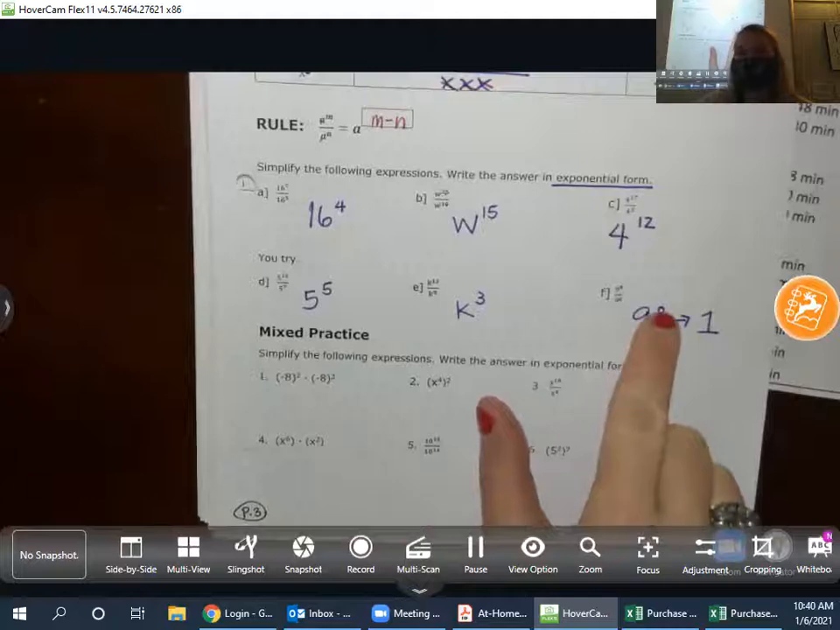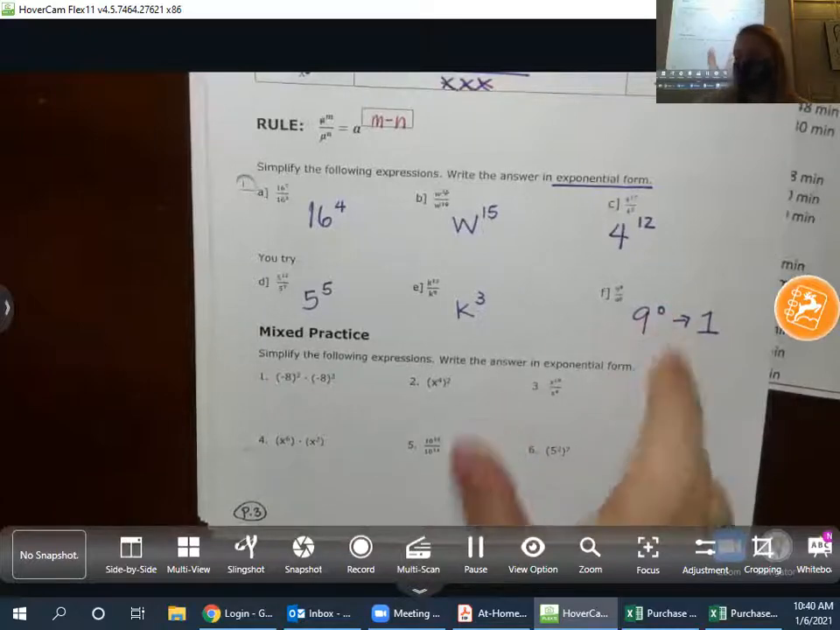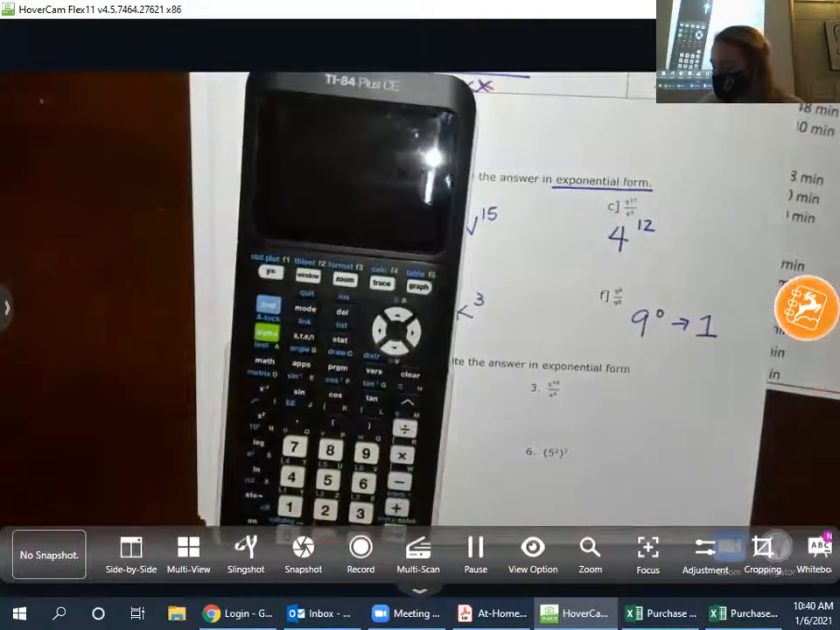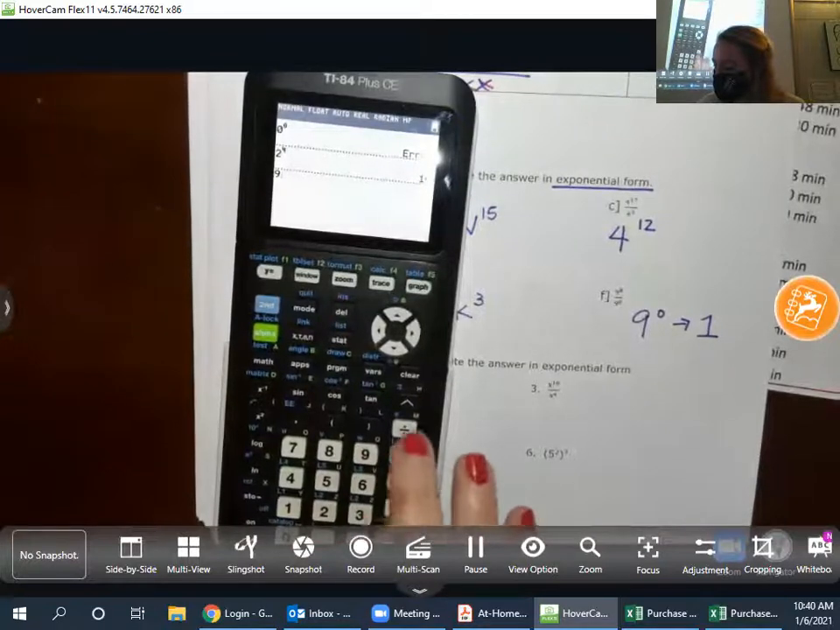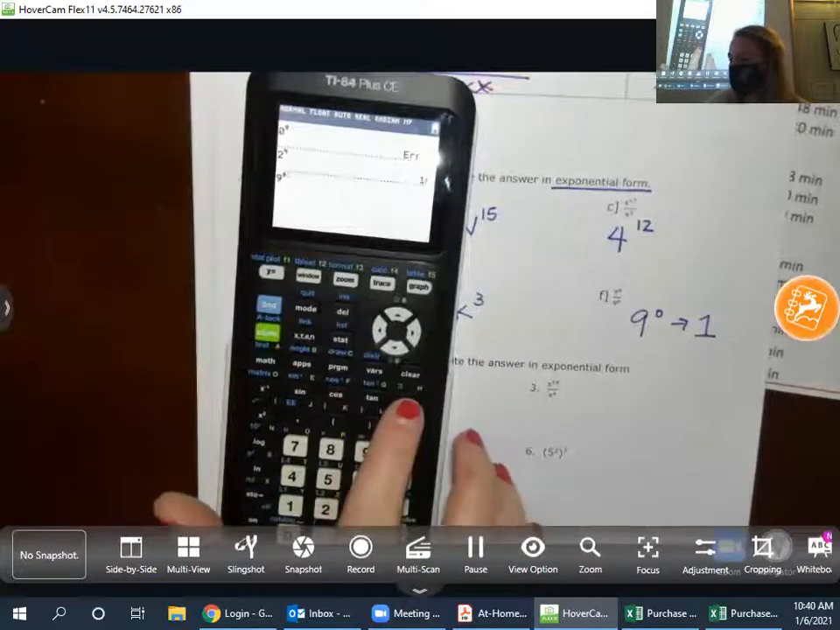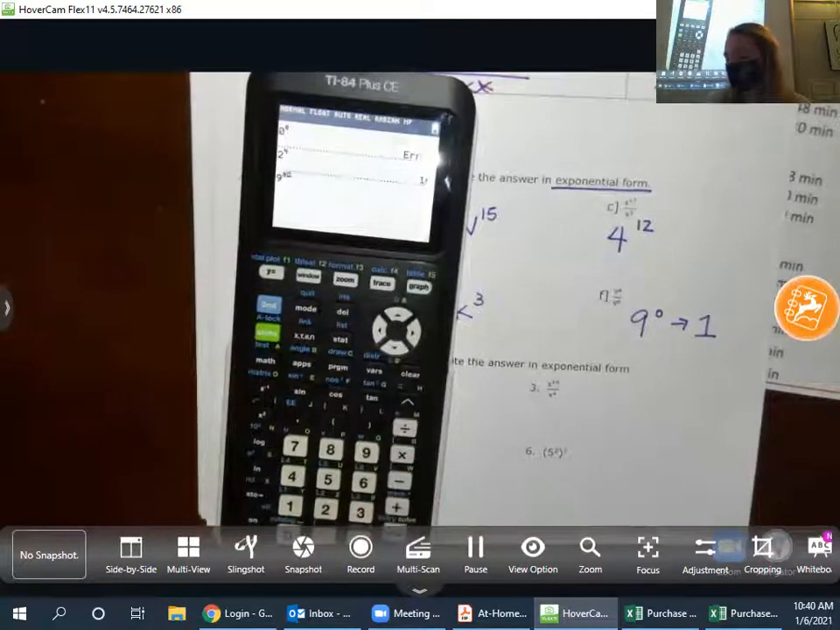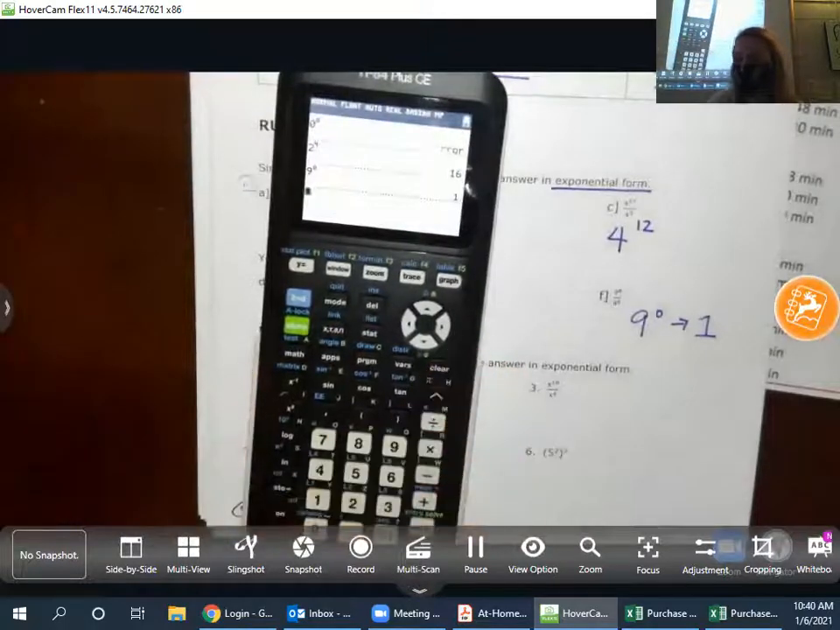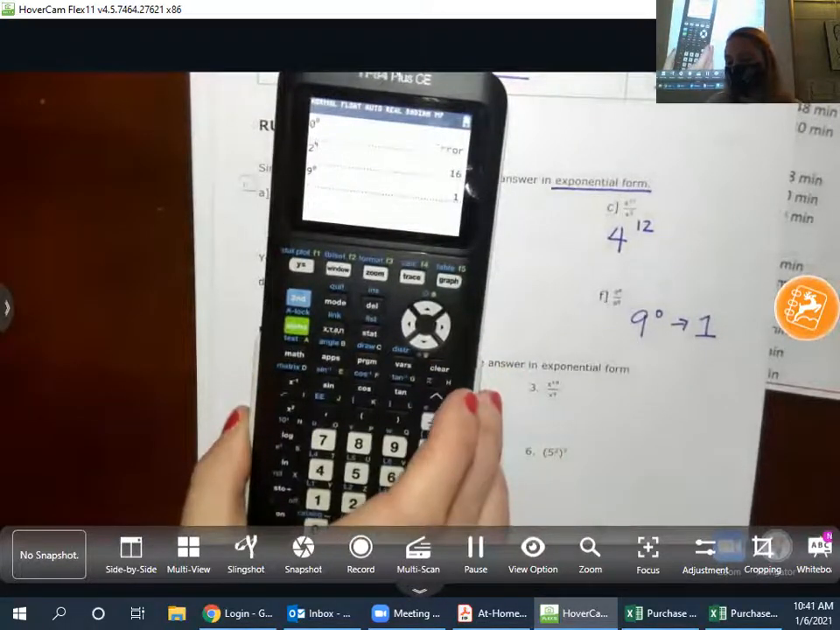Did you get 9 to the 0? Okay, well, in your calculator, go ahead and type 9 to the 0 in your calculator. 9 housetop, remember the housetop over the division? 9 housetop 0, enter. What does it tell you it is? 1. Okay, that's going to kind of lead us into our next rule in a little bit.